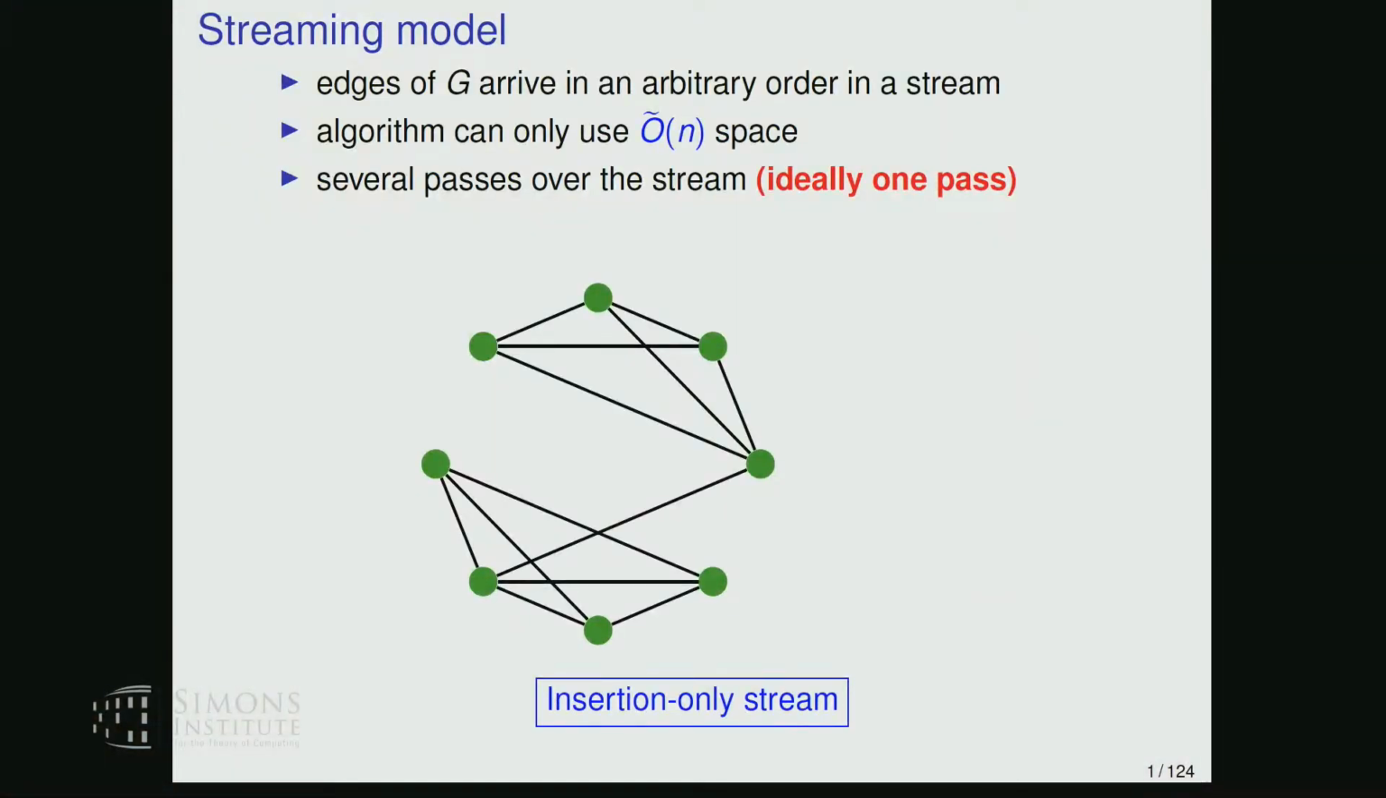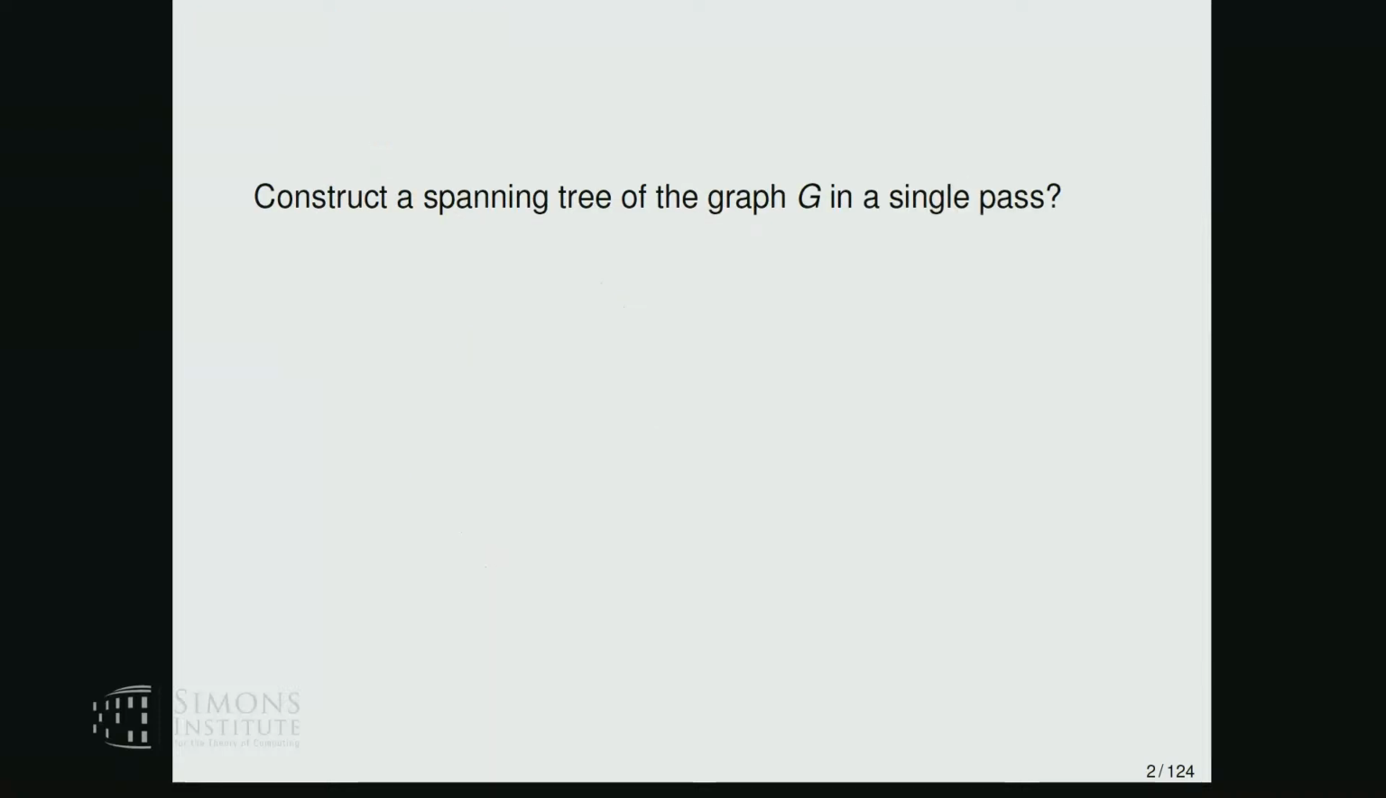And at this point, edges are just inserted into the stream. And as the algorithm is scanning the stream, we wanted to use only n polylog n bits of storage. So that's the space requirement. Good. These are known as insertion-only streams. Edges are only inserted into the graph.